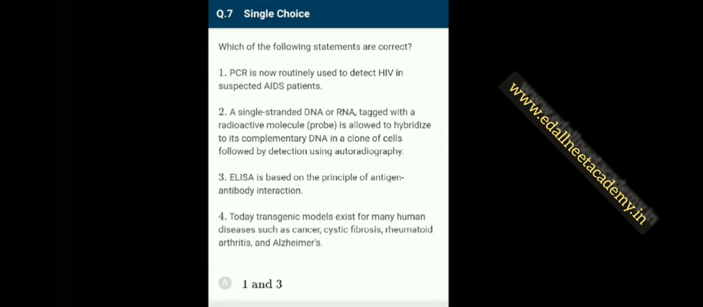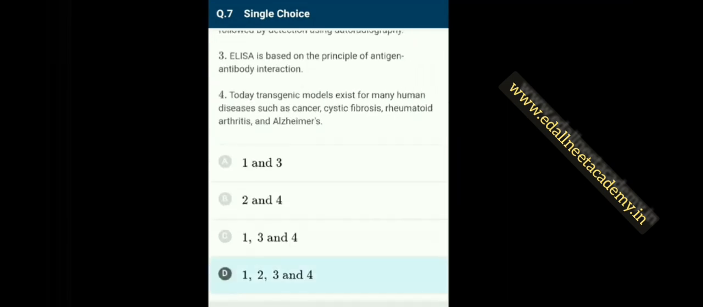Many transgenic animals are designed to increase our understanding of how genes contribute to the development of diseases. These are specially made as models for human diseases so that investigation of new treatments for diseases is made possible. Today, transgenic models exist for many human diseases such as cancer, cystic fibrosis, rheumatoid arthritis, and Alzheimer's disease. So, from the given statements, all four statements are correct. So, the correct option is D.